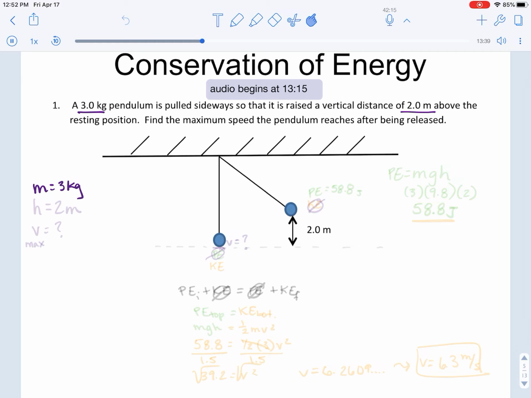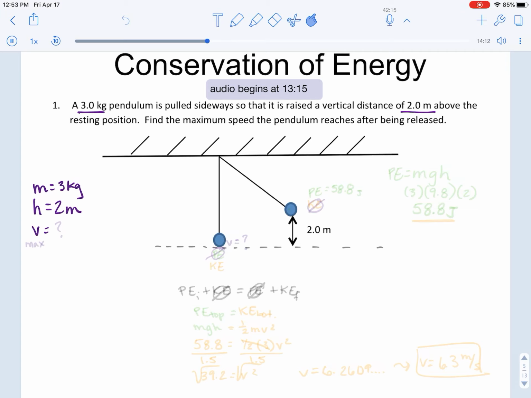So whenever I was talking about potential energy and that ground level, here's a perfect example. This is the lowest that my pendulum is going to reach because the string won't let it get any lower. So this is going to be considered ground level. So when it says that it's 2 meters above the resting position, we would say that it has a height of 2 meters. Find the maximum speed the pendulum reaches after it is being released.